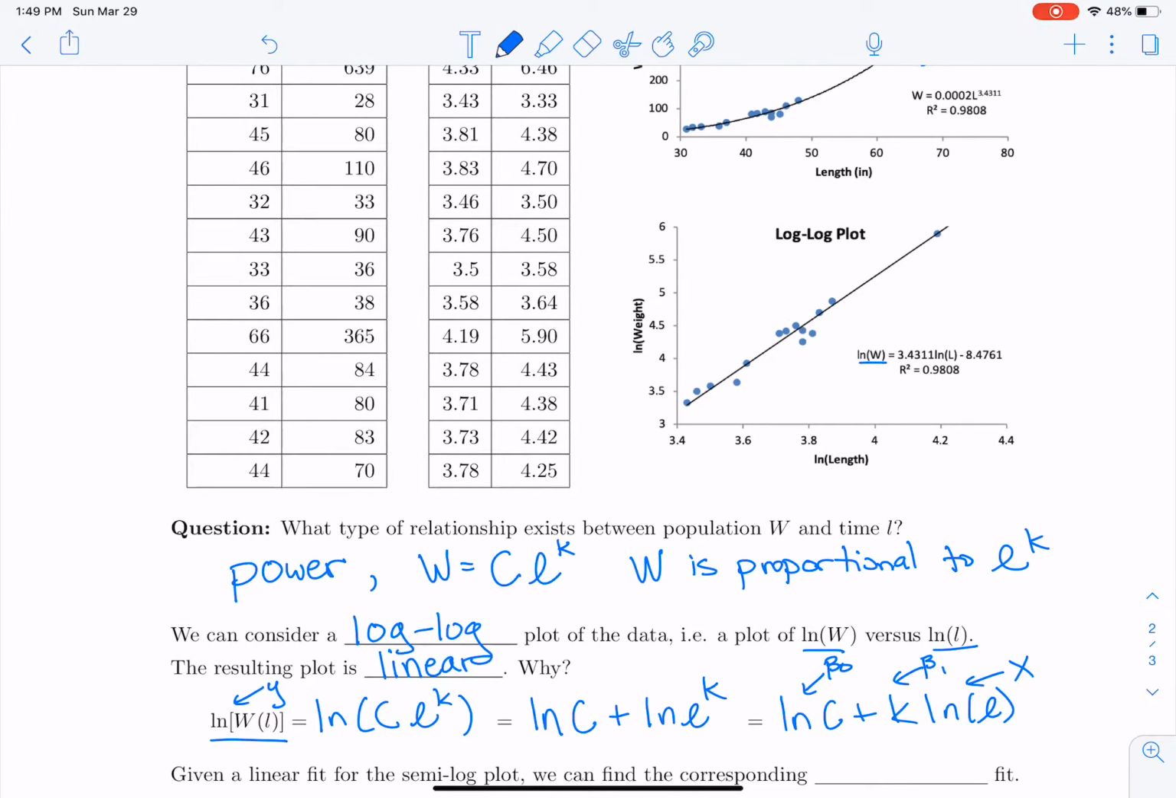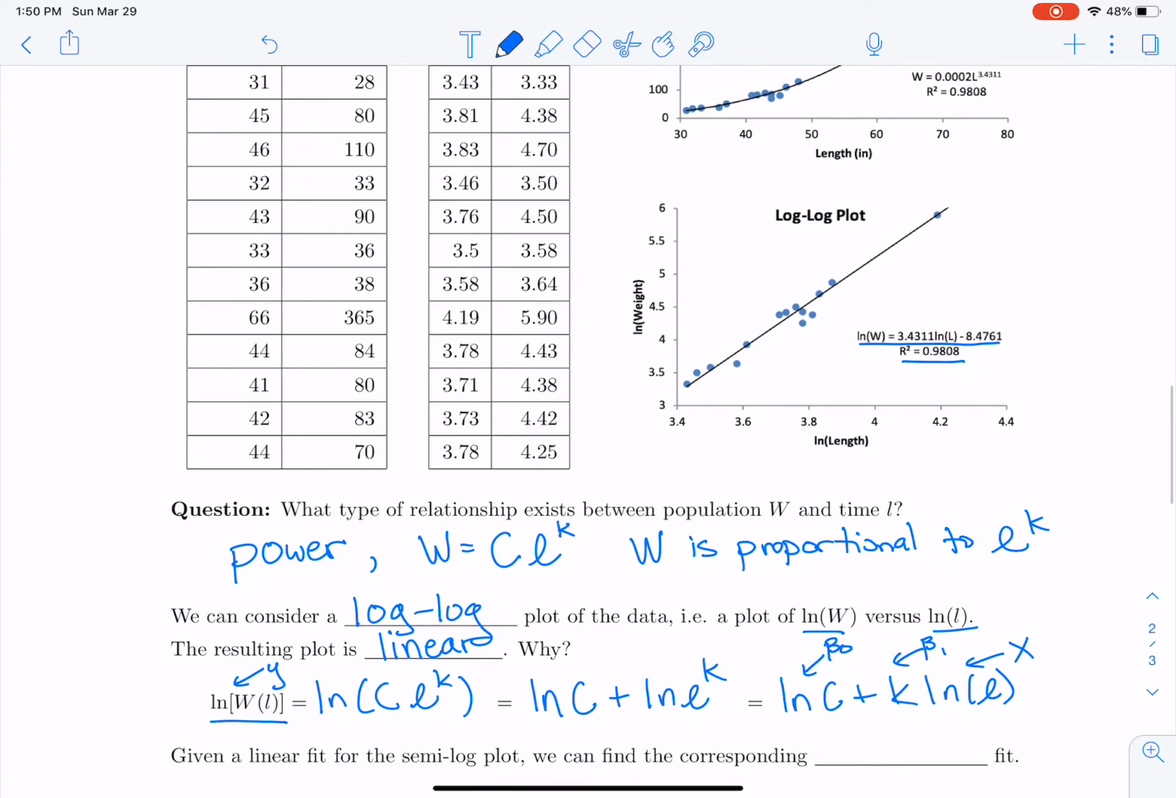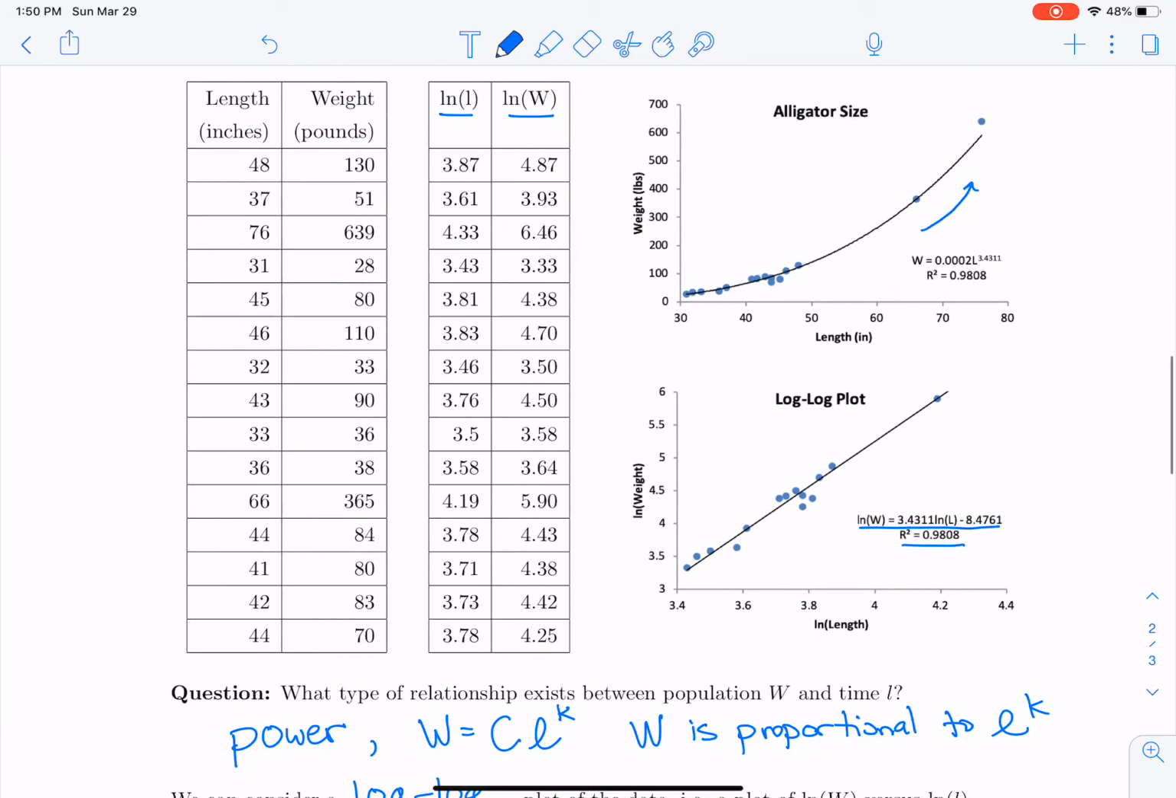Notice that the regression given by Excel is there. And notice that the R-squared value is 0.9808. So again, the coefficient of determination is very close to 1, which tells us there is a linear relationship between the log of W and the log of L. So once I've found that linear relationship, how can I get that back to being a power fit? How do I get the curvy function for alligator size that I have up here?